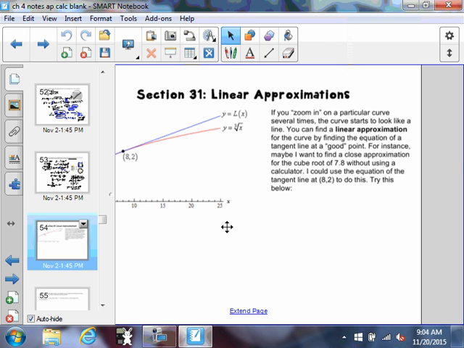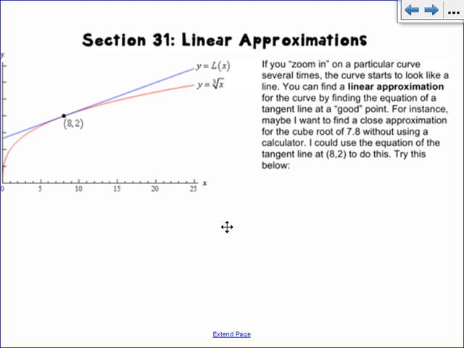All right, so this section, section 31, is on linear approximations. I have a little sketch of what we're going to do today. We have some kind of curve, some kind of original function. If you take any curve and graph it on your graphing calculator, and then hit zoom in, zoom in, zoom in, zoom in, zoom in, if you zoom in enough times, it's going to look like a line. Exactly. So that's what we're going to talk about.